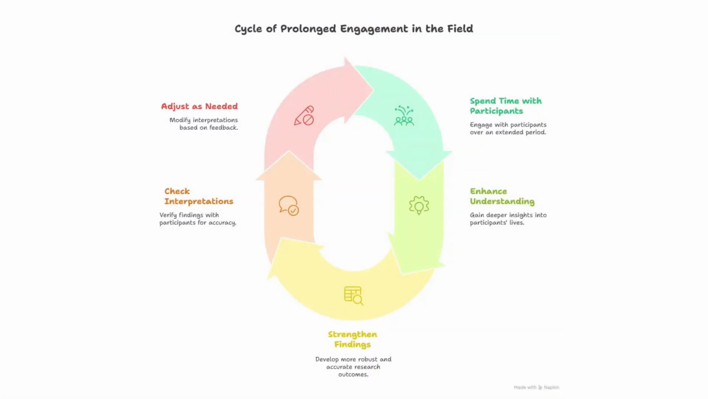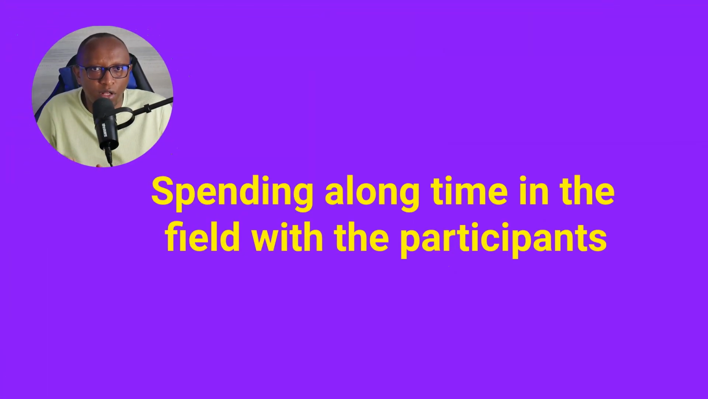Strategy number 5, prolonged engagement in the field. The fifth strategy that you can use to ensure the validity of your findings in qualitative research is prolonged engagement in the field. Prolonged engagement simply means spending a long time in the field with the participants. The idea is simple. The more time you spend with the participants, the better your understanding of their world and the more accurate your findings will be.